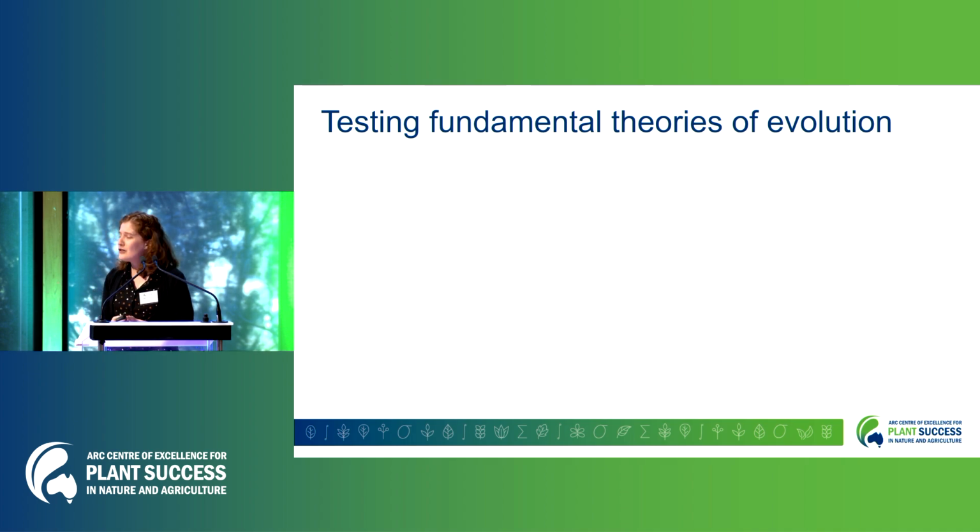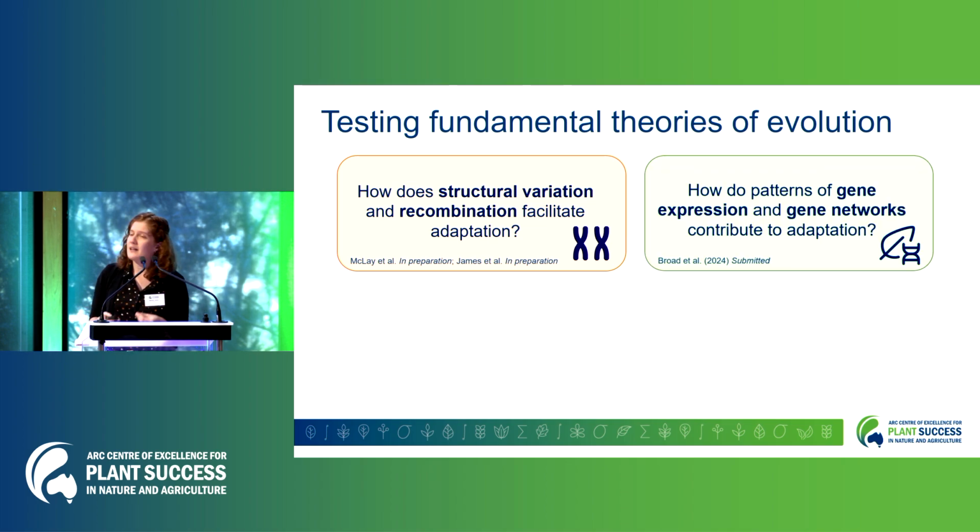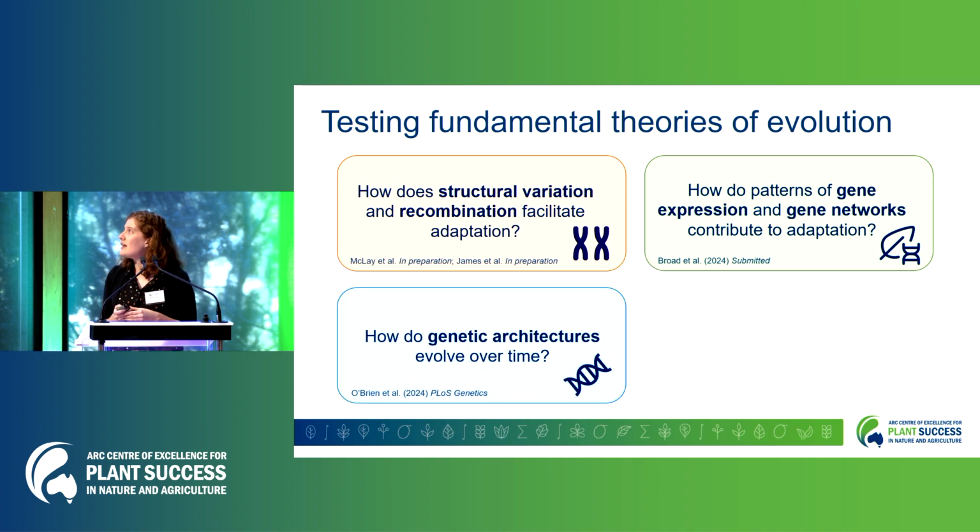So all of this work we're doing in the lab is anchored in evolutionary theory, and we are testing long-standing fundamental models of how adaptation proceeds in nature. For instance, we're asking whether structural variations such as chromosomal inversions can facilitate adaptation in the face of gene flow. We're looking at whether gene expression and gene networks can underlie adaptive strategies in nature. We are looking at how genetic architectures evolve over time and examining how parameters such as mutation, recombination, and genetic drift can impact how natural selection impacts the rate of adaptation over time.